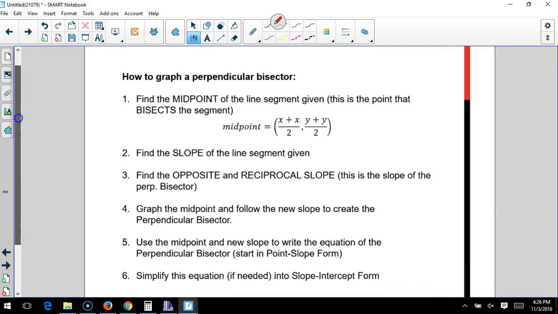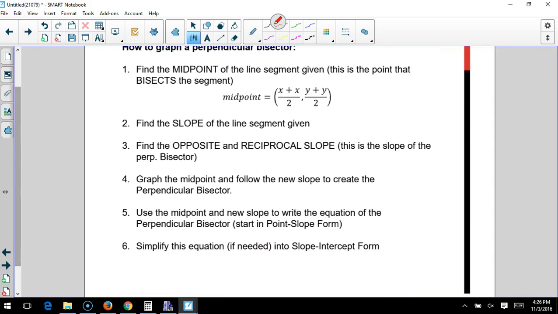So how do you graph the perpendicular bisector? Well, first you've got to find the midpoint of the line. We've already done this before. The midpoint is the point that bisects the segment. So all we do is add our x's together and divide by 2, and add our y's together and divide by 2. Then we need to find the slope of the line segment given. Then we find the perpendicular, opposite, and reciprocal slope. And that will be the slope of the perpendicular bisector.